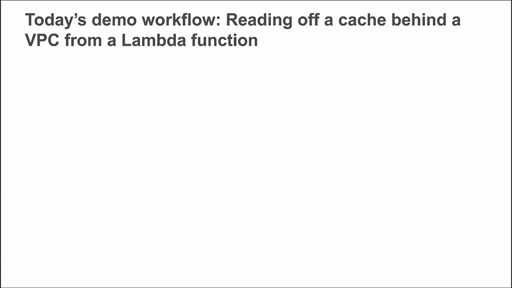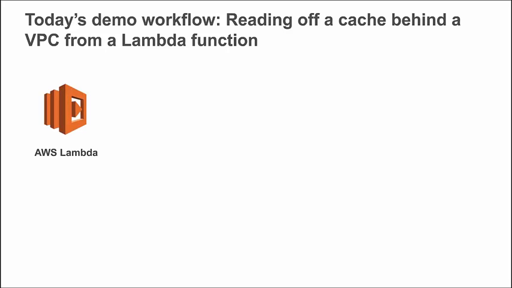So let's see this in action today. In today's demo, we will see how to set up a private resource inside a VPC in your account, and then create and configure a Lambda function to access this private resource. The example we'll be using here is reading data off a cache within a private VPC.